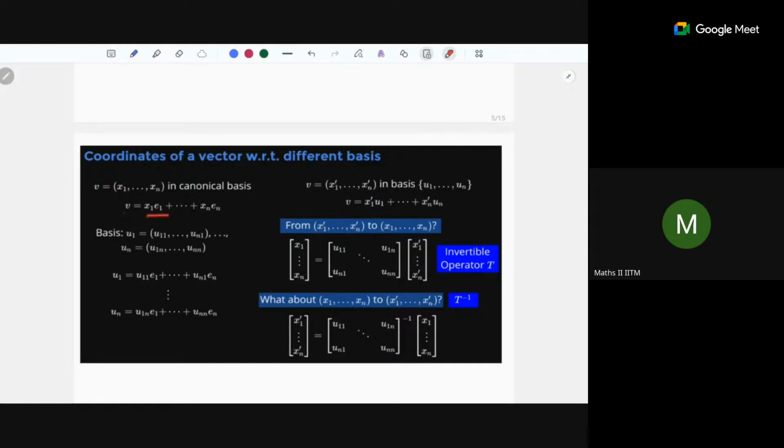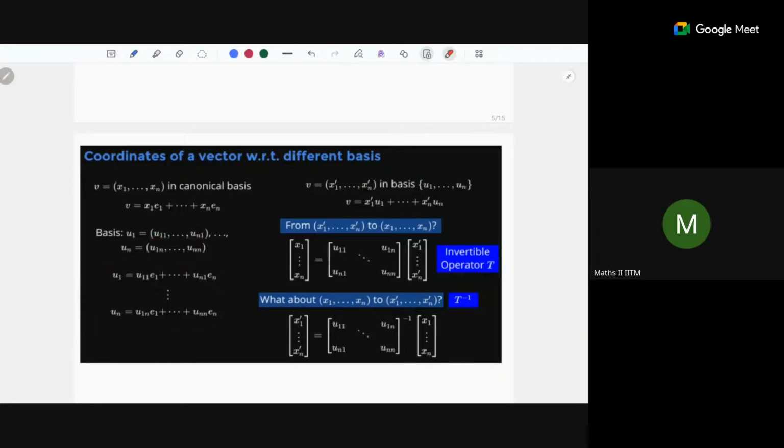Which simply means that v is nothing but x1 e1 plus x2 e2 up to xn en. Now we choose a different set of bases, which is u1 to un. Each of u1 to un can be expressed with respect to the canonical basis, because any vector can be expressed with respect to a given basis, and it will have some coordinates like this.